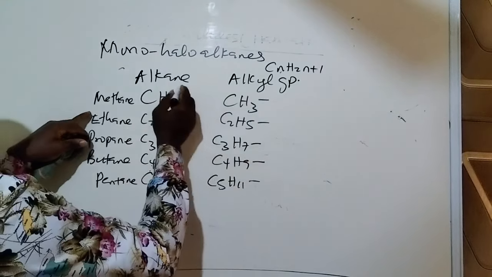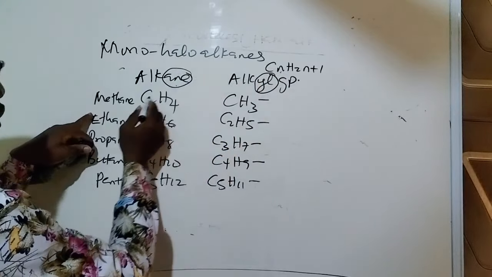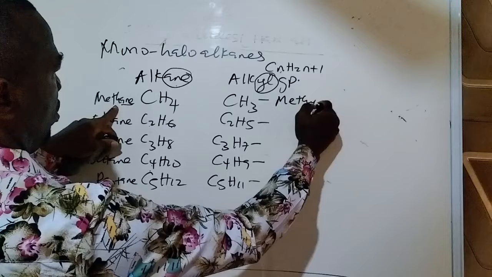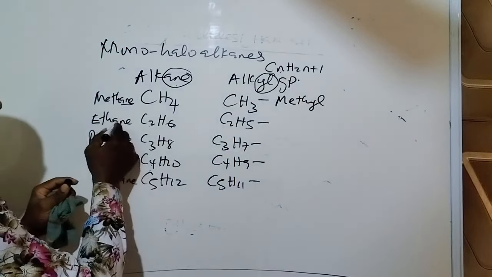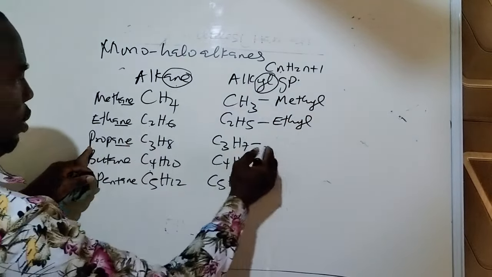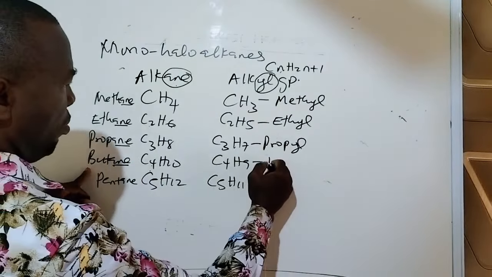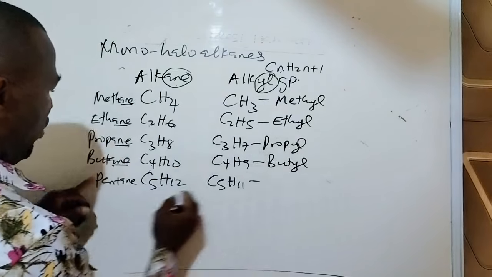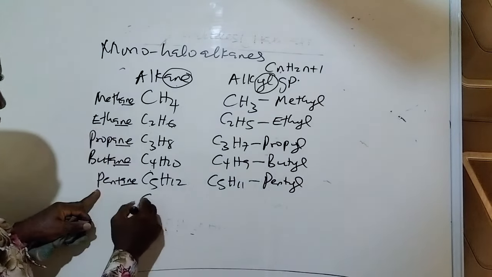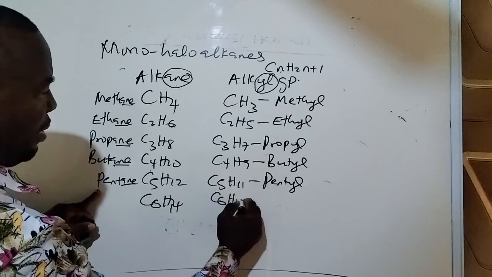Look at the suffix -ane. Replace -ane in each of these names with -yl. So instead of methane, call it methyl. Instead of ethane, remove -ane, call it ethyl. Instead of propane, you call this one propyl. Instead of butane, butyl. Instead of pentane, pentyl. You can continue to generate. This is hexane, C6H14, C6H13, hexyl.